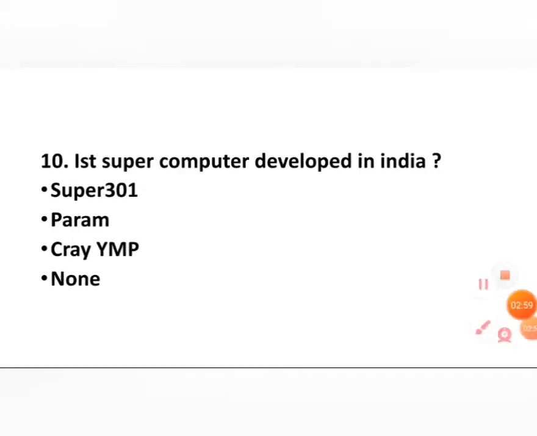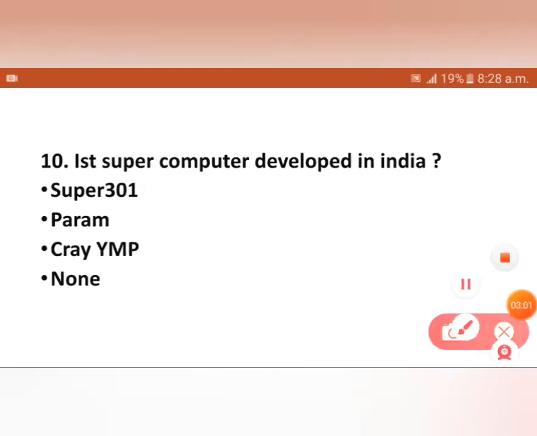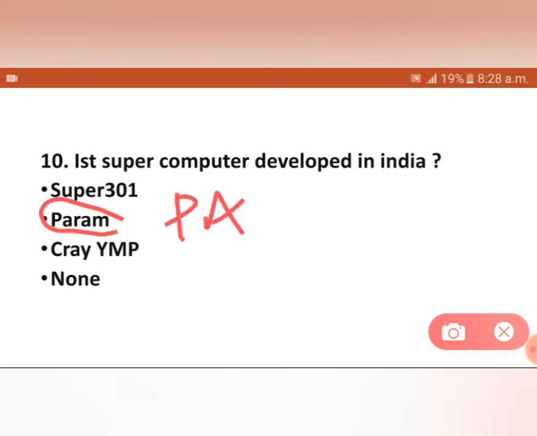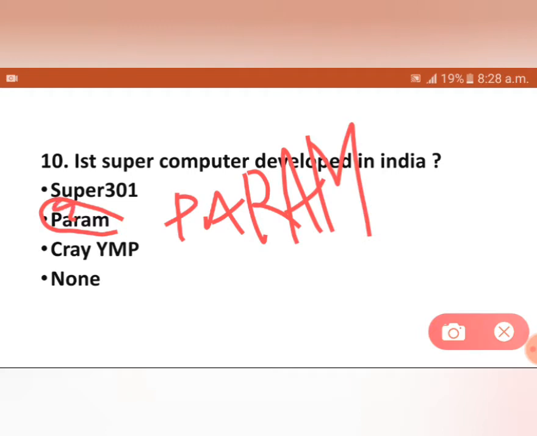Now question number 10. The first supercomputer developed in India was Super 301, Param, Cray, YMP and none. The correct option is option number 2, PARAM. It should be written in capital letters. Sorry for that. PARAM.